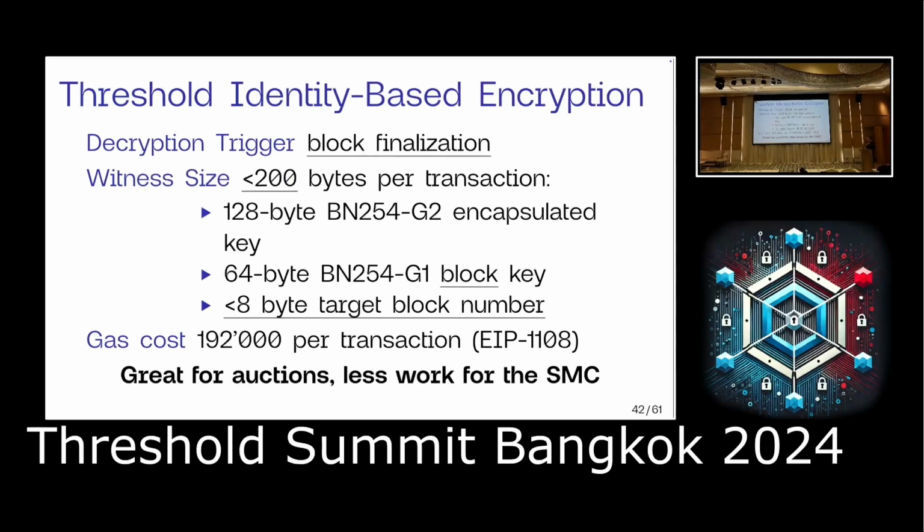Now, when we look at threshold identity-based encryption, I've highlighted the differences. What triggers the decryption is the finalization of a block, regardless of whether the transaction has been included a bit before or has not been included. So that's important. The size of the witness is a bit lower, in part because the decryption key is shared across blocks. So if this is done properly, we should be able to store it only once. The gas cost is the same because the cryptography is the same. And we think it's great for auctions because everyone will want to target the same block. And it's also less work for the SMC.